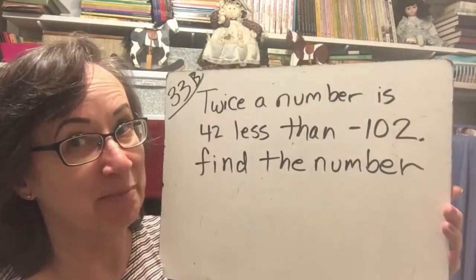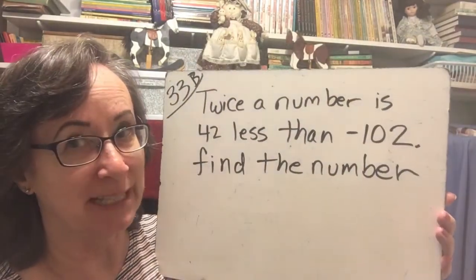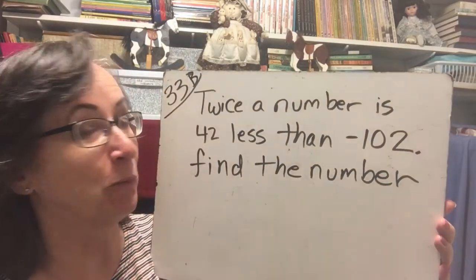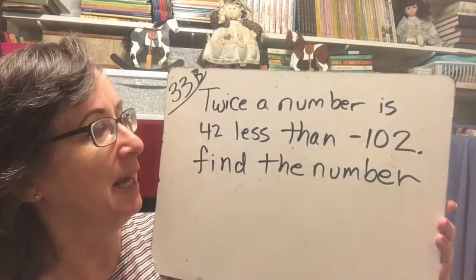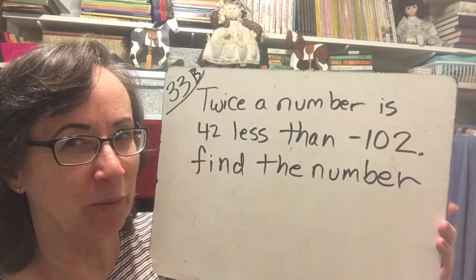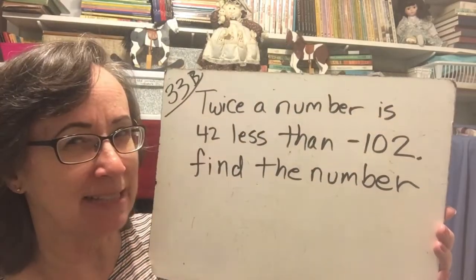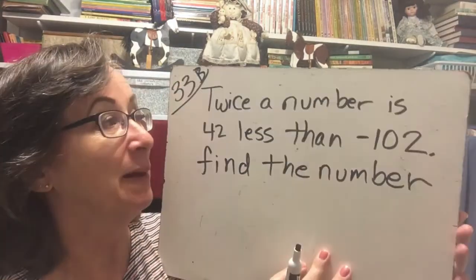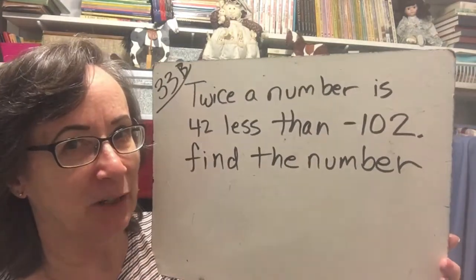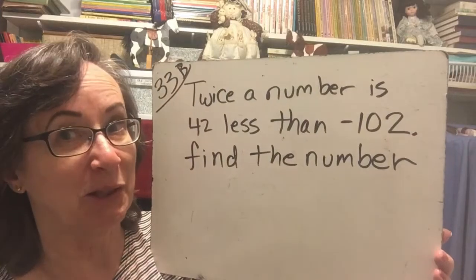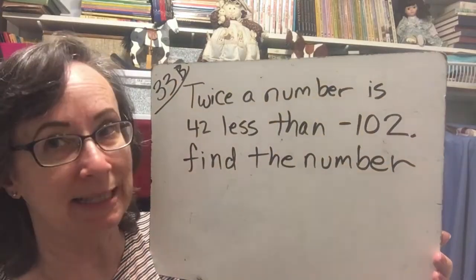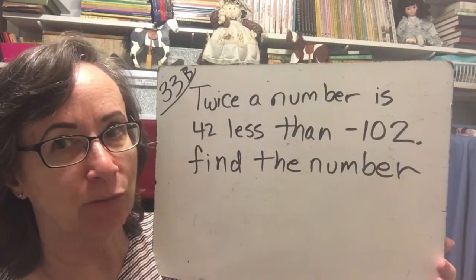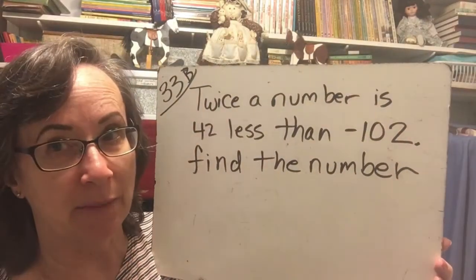Okay, this second part of lesson 33 is about statements about unequal quantities. So we're going to write an equation, but when you look at the words here, it almost sounds like it's not an equation because it has a less than in it. But these are written as equations. We just have to learn the trick. Okay, so twice a number is 42 less than negative 102. Find the number.